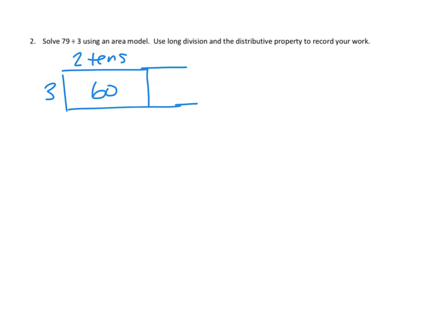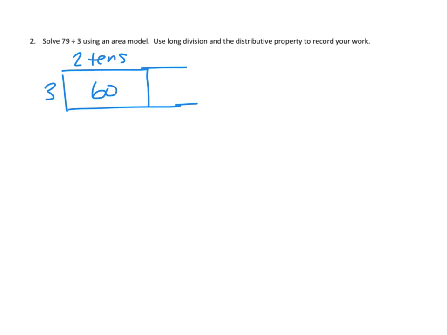So how many ones could we multiply times 3 to get a number under 19? So we could just skip count by 3s. Let's see. 1 times 3 is 3. 2 times 3 is 6. 3 times 3 is 9. 4 times 3 is 12. 5 times 3 is 15. 6 times 3 is 18. And that looks like that's as far as we can go, because if we go 7 times 3, that would be 21, and we only have 19 left.